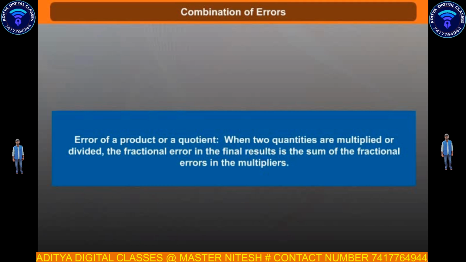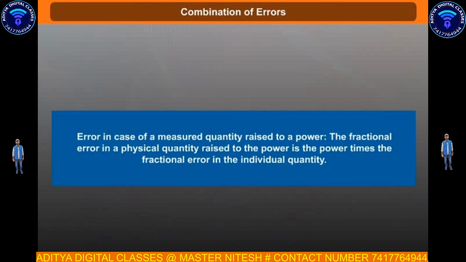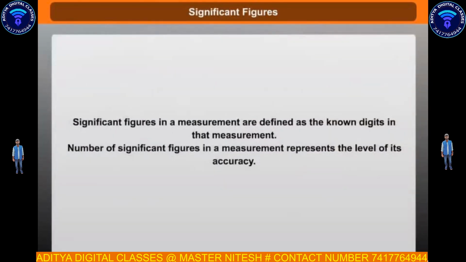Error of a product or a quotient. When two quantities are multiplied or divided, the fractional error in the final results is the sum of the fractional errors in the multipliers. Error in case of a measured quantity raised to a power. The fractional error in a physical quantity raised to a power is the power times the fractional error in the individual quantity. Significant figures in a measurement are defined as the known digits in that measurement.